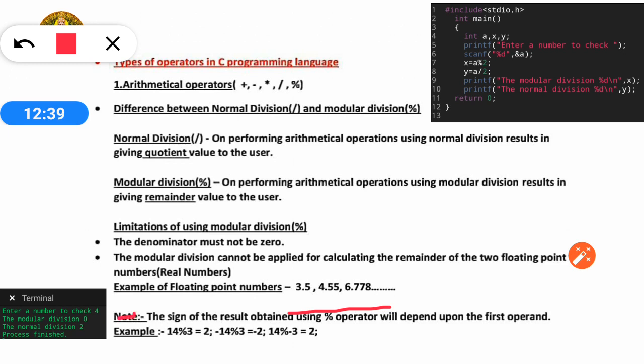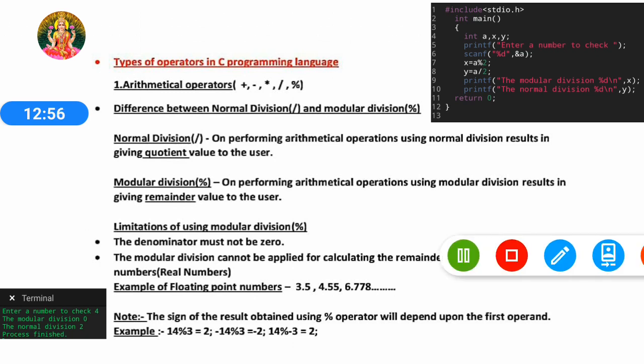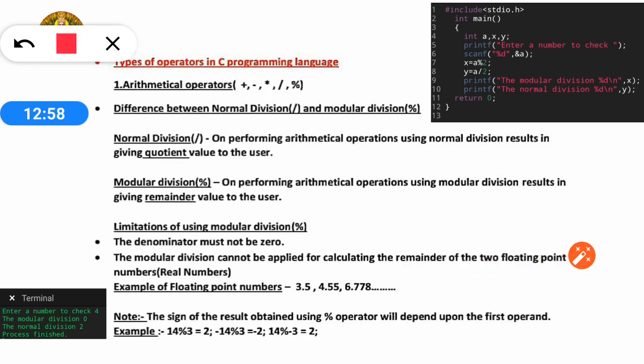Now a very important result which is being noted after many trials is that the sign of the result obtained using the modulus operator will always depend upon the first operand. That means a user, if he wishes to print a negative remainder on his output screen, can make use of this rule.